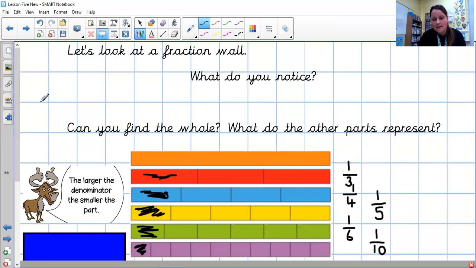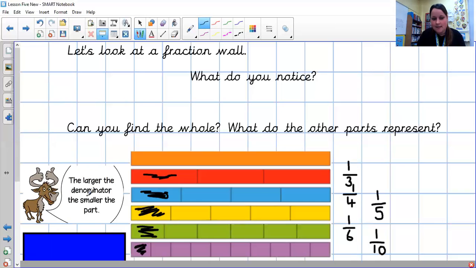Hopefully you have noticed that the larger the denominator, the smaller the part. So when our denominator was 10, we had 10 equal parts. Those parts were quite small. If we have a look at this example, when our whole was divided into 3 equal parts, our parts are greater. So the larger the denominator, the amount we are dividing our whole into, the smaller each of our parts will be. So if you imagine again, it's a chocolate bar. If I'm dividing that chocolate bar into 10 equal parts, each part is going to be smaller than if I had divided that chocolate bar into 3 equal parts.